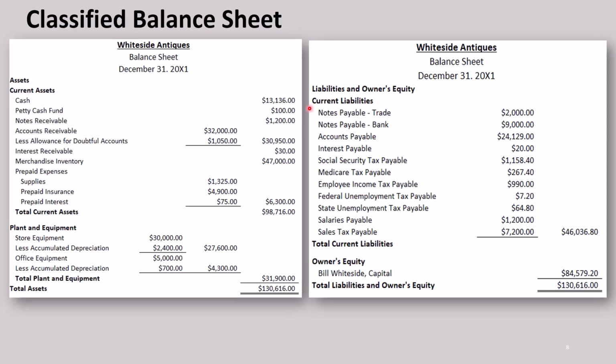Management must ensure that funds are available to pay current liabilities when they become due in order to maintain the firm's good credit reputation. Whiteside Antiques has $46,036.80 in current liabilities.